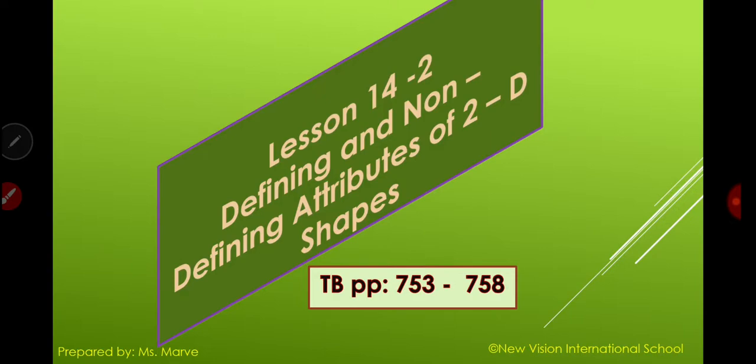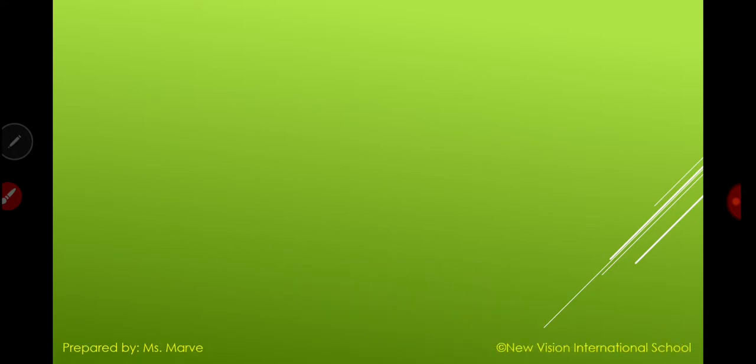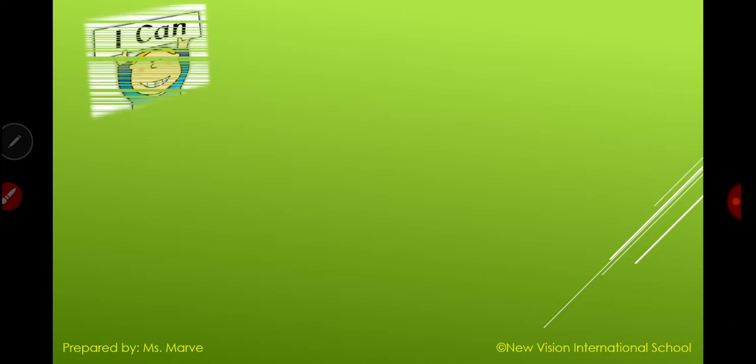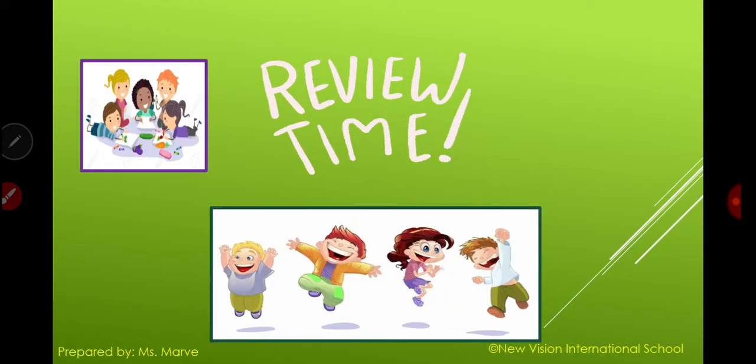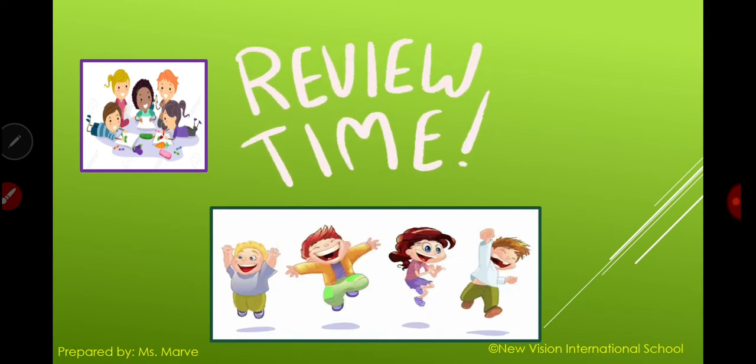Okay, so what was our lesson all about? Defining and non-defining attributes of 2D shapes or two-dimensional shapes. Okay, you can open your book on page 251. Okay, so here's our objective for today's lesson: I can define 2D shapes by their attributes. Okay, let's have a review. Are you ready?